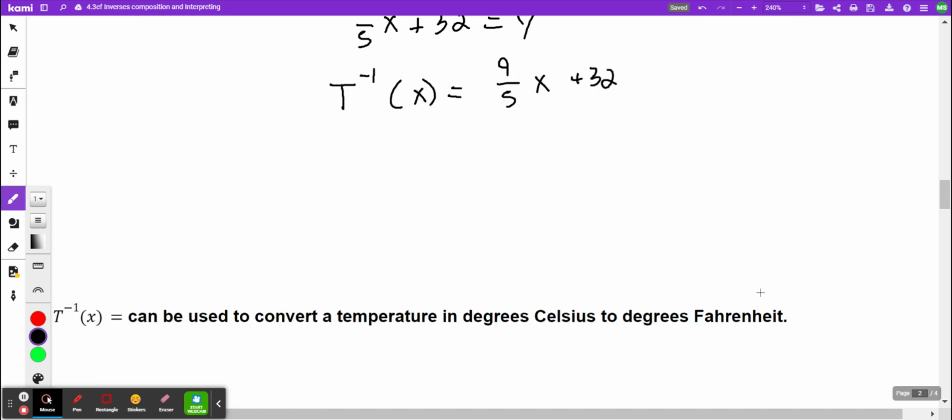Well, this can be used to convert a temperature in degrees Celsius to degrees Fahrenheit. So the first one, we plugged in Fahrenheit and out pops degrees Celsius. Well, if we found the inverse, now it's degrees Celsius, and out pops degrees Fahrenheit. So we just plugged it in, and we get our inverse.